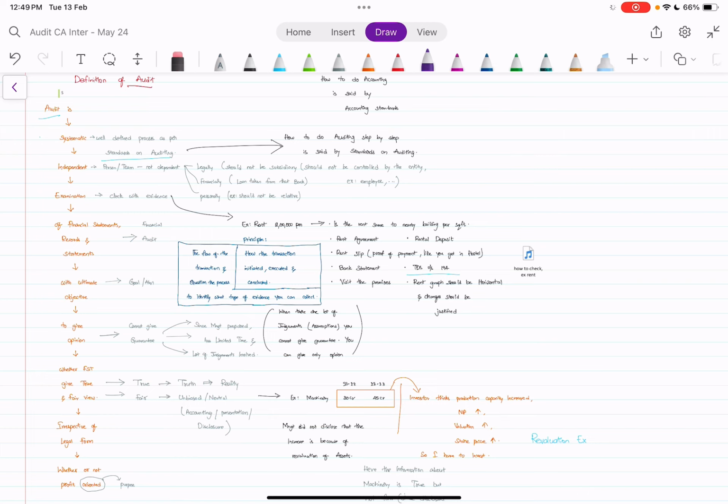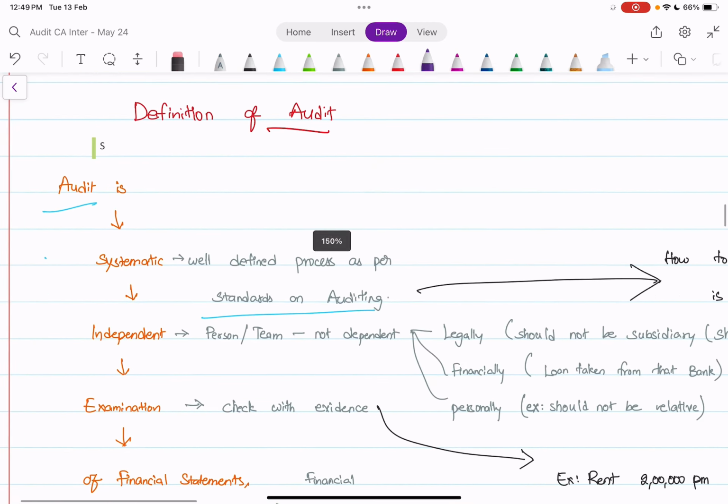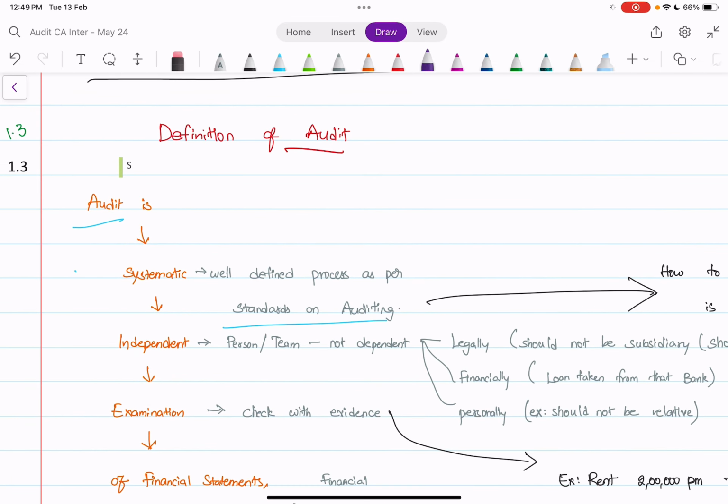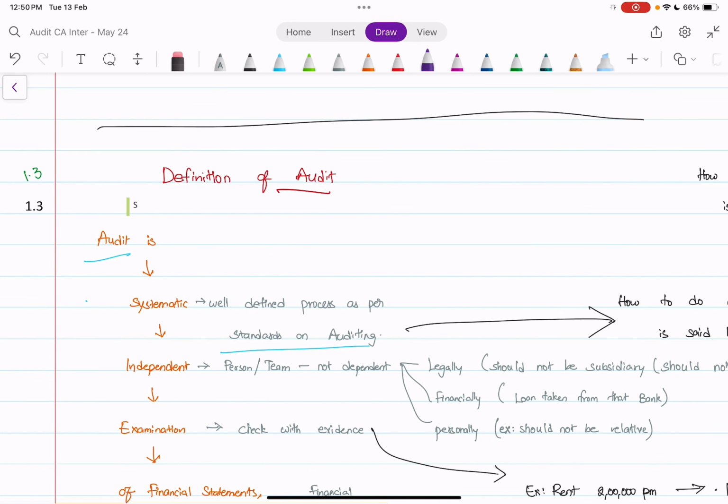And now let us break down the definition and see in detail what it means. Why is audit called a systematic way? It is called systematic because what has to be done in an audit is laid out in the standards on auditing in a step by step procedure. It describes how an auditor should act, what the steps are, and what the sequence is that an auditor must follow to ensure that the audit is done properly. So we can say that it is a systematic procedure.